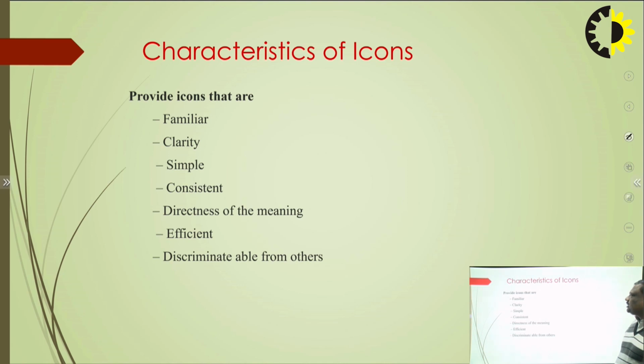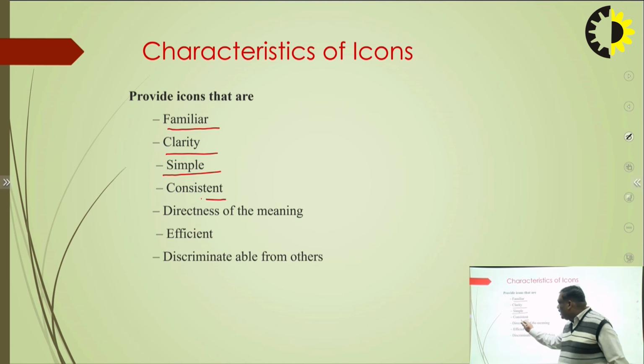Characteristics of the icons. Through the icon, the user can interact with the system. So these icons must be very familiar. If the user can know the meaning without any guidance or training, then that is very easy for the user to operate. Clarity, icons should be very clear. Simple icons are present on our screen, that means we use icons that are very common and simple.